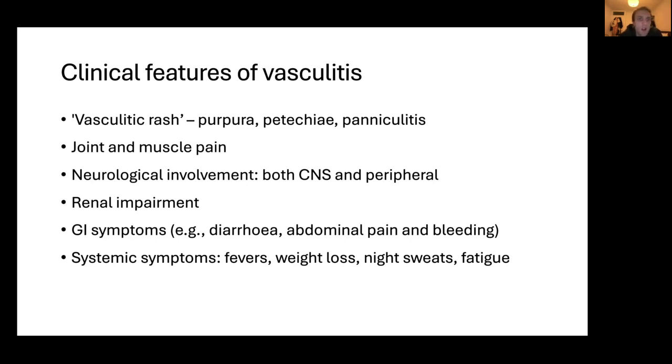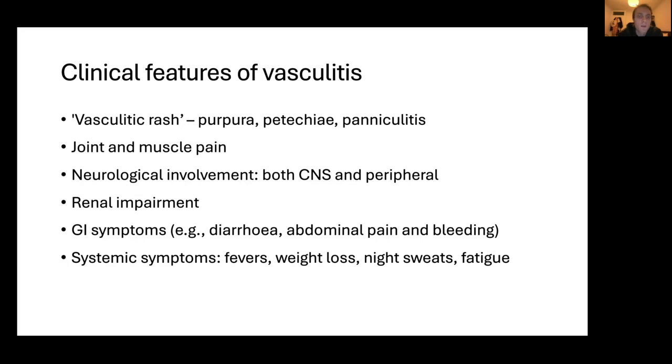Now we get joint and muscle pain in vasculitis. We can also get neurological involvement, so you can have both central nervous system involvement and peripheral nervous system involvement. And we often get renal involvement. We can see GI symptoms. So if you think about your mesenteric vasculature, the blood vessels that supply your gut, they can be involved. And we classically always see systemic symptoms, so fevers, weight loss, night sweats, and fatigue.